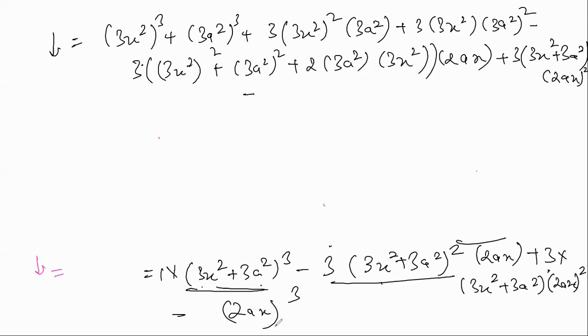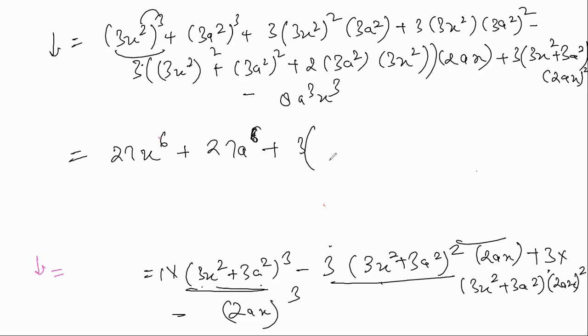Then the last term is (2ax) whole cube, that is 2 cube, that is 8a cube x cube. Let's open it. So this will become 3 cube, which means 27, and x square and cube, multiply the powers, that is 6. Then 27a raised to the power 6 plus. Now multiply, don't multiply right now. (3x square) whole square, that is 9x raised to the power 4.